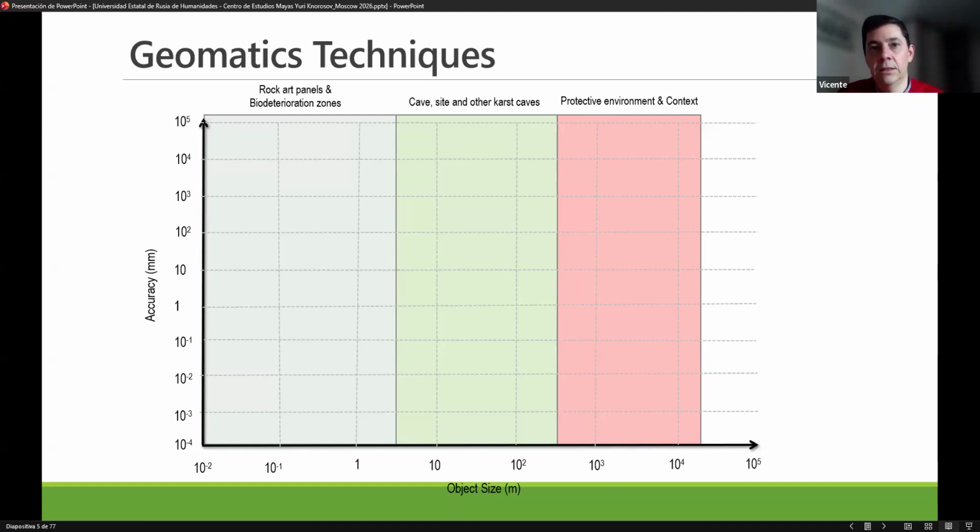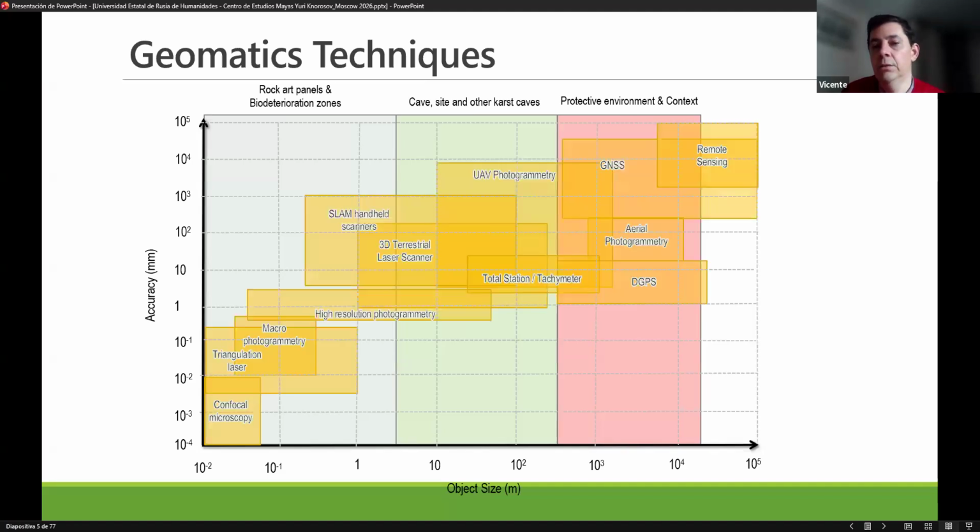The second is the site, the cave, and all the caves surrounding the cave, that are around 100 meters, 500, less than a kilometer, but around that extension. And the third are the protective environment and the context. So in this context, we used to say that one technique is more efficient than another.